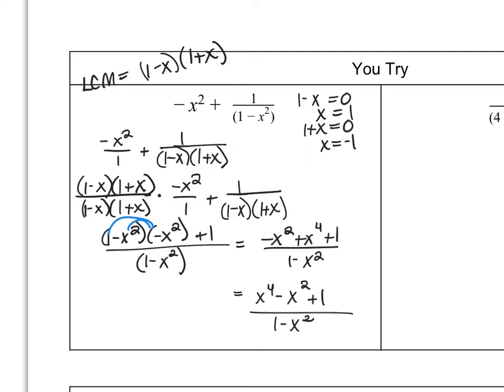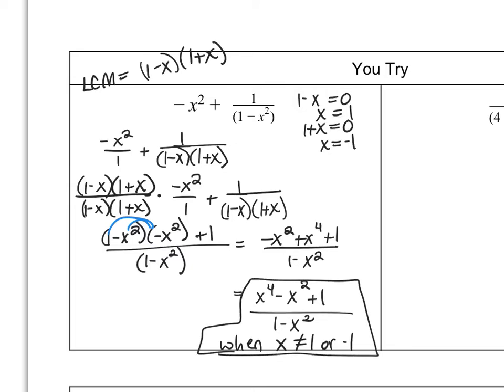So when is this expression valid? That would be when x does not equal 1 or -1. Remember, that was important. So let's not forget those excluded values we started with. And that's our final answer.